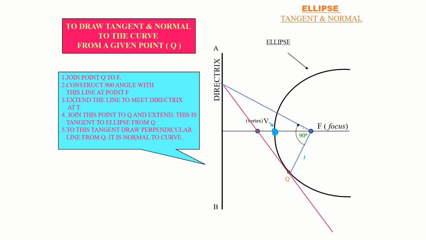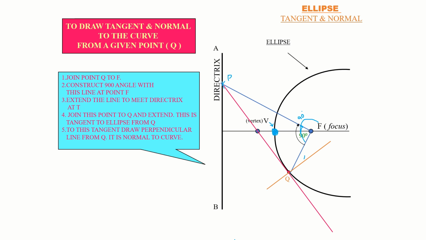You need to keep the protractor like this. For this line you are going to draw a 90-degree line. So this will be 90-degree. Extend this line up to the directrix and then you will obtain a point here. A point P will be here. Connect this point P and Q. This is the procedure to draw tangent and normal for the ellipse.